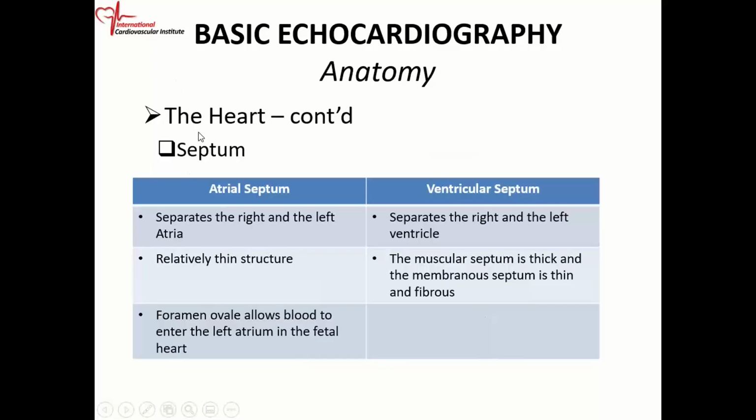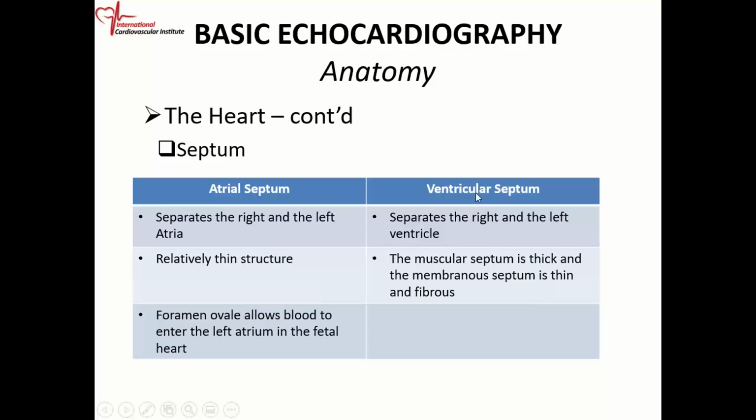So what about the septum? We talk about the atrial septum. The atrial septum separates the right and the left atria. It's relatively thin. There's a structure we call the foramen ovale, which allows blood to enter the left atrium in the fetal circulation. So it has a purpose in utero, but once a baby is born, it should close. We talk about the foramen ovale a lot in echo, so you need to have a little understanding.